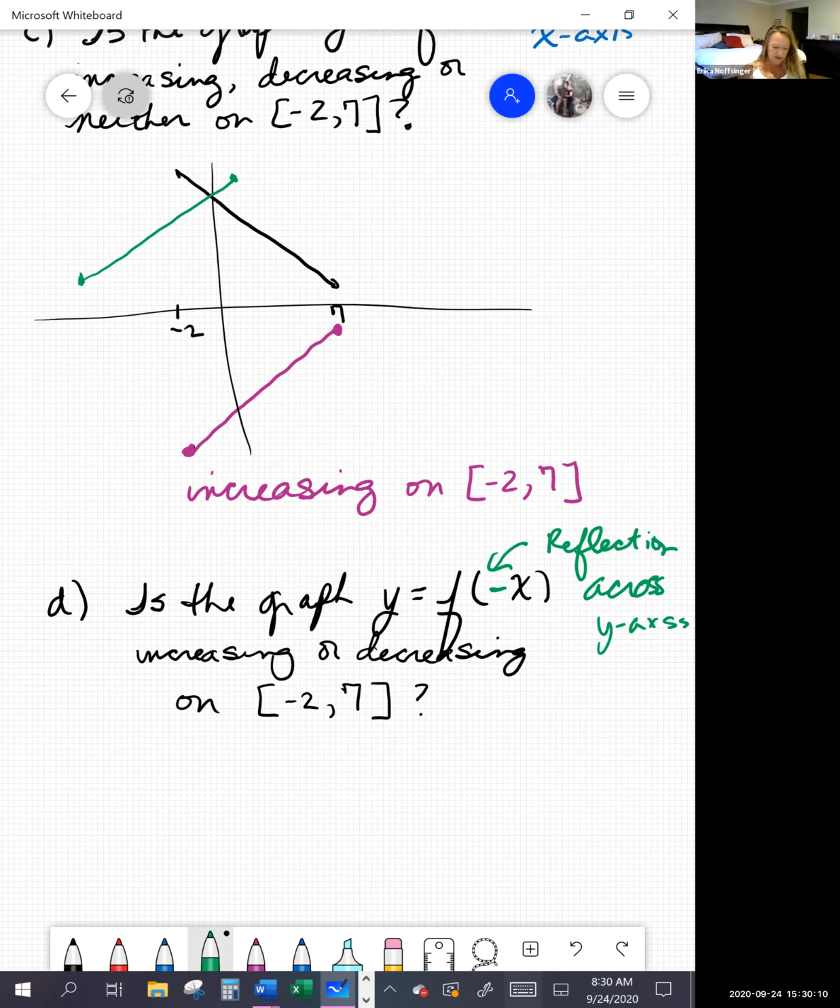So good problems kind of help you think about what's going on and how you're shifting, and what these values inside are telling you to do to your graph. Let's do one more.